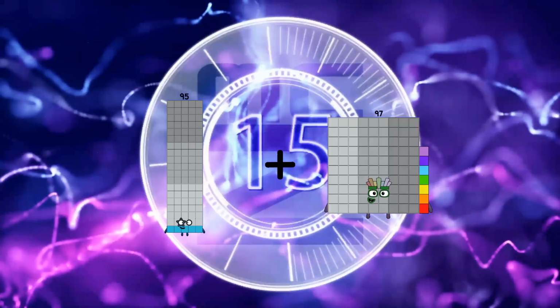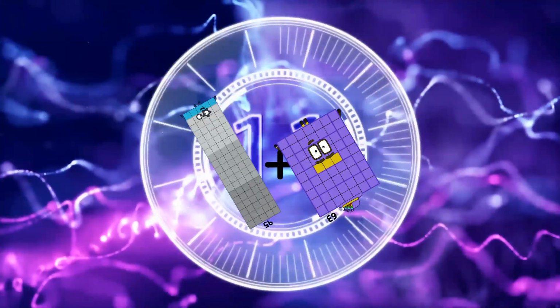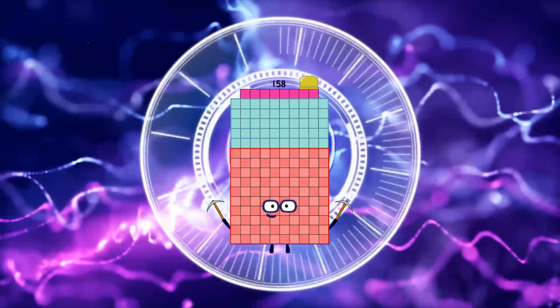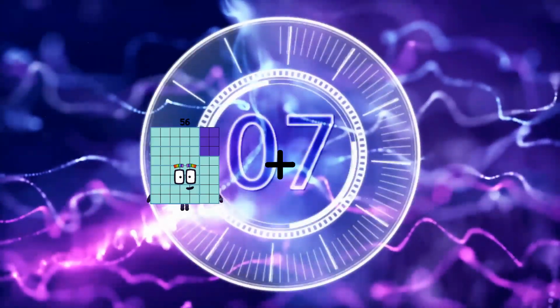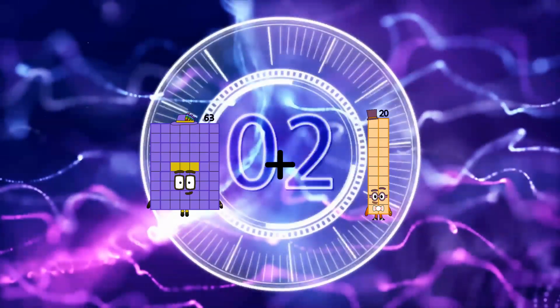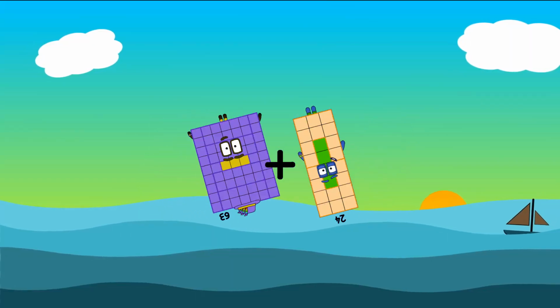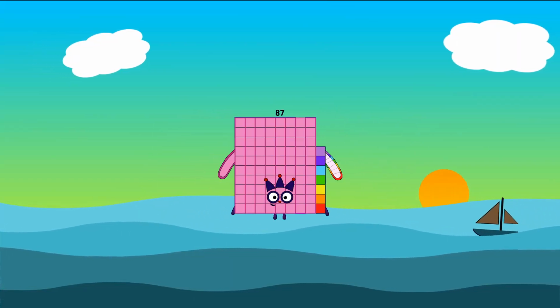95 plus 63 equals 158. 63 plus 24 equals 87.